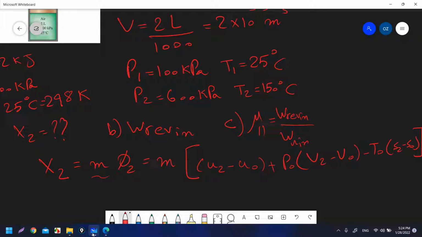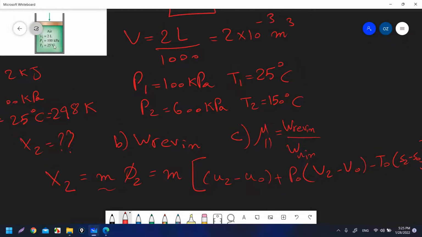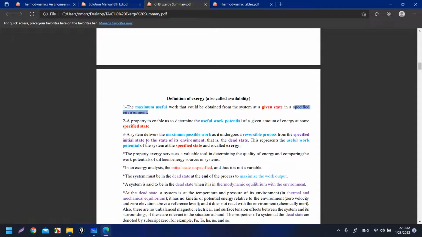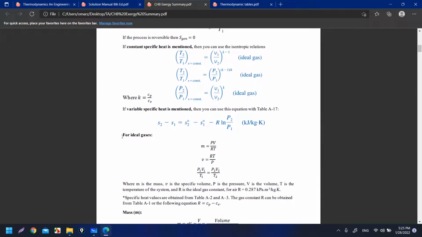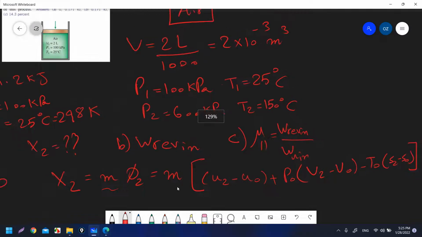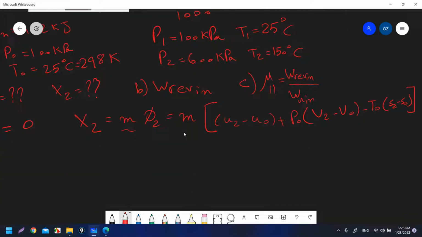I want to find the mass. For this, it is an ideal gas. It is air, and we treat it as an ideal gas at room temperature. So we will use this equation for ideal gases, m equal to PV over RT. So m equals P1 V1 over R T1.